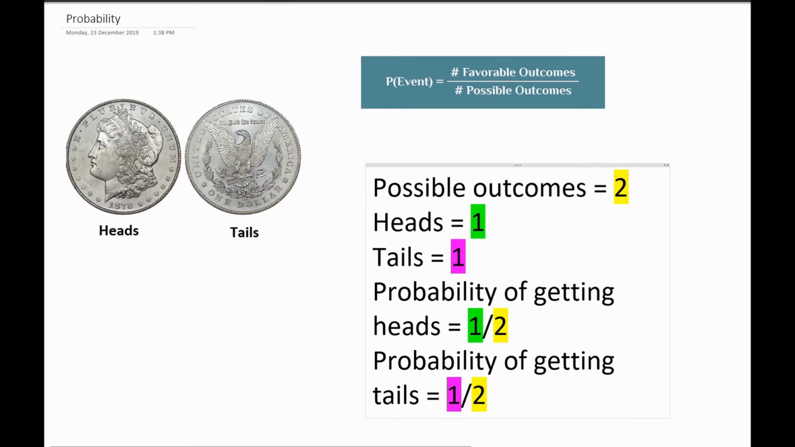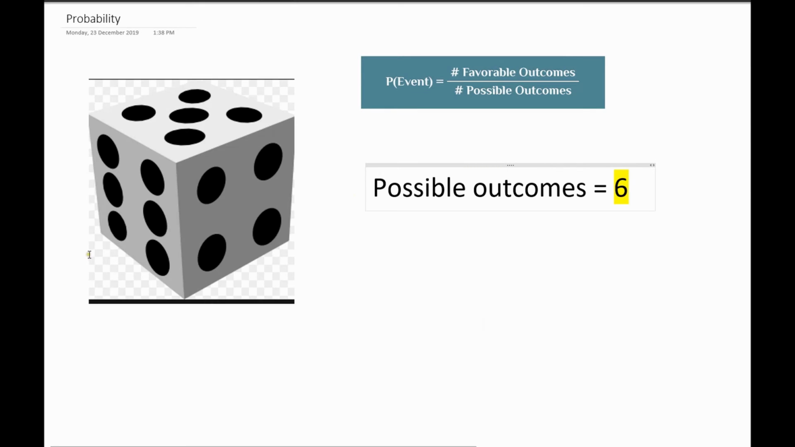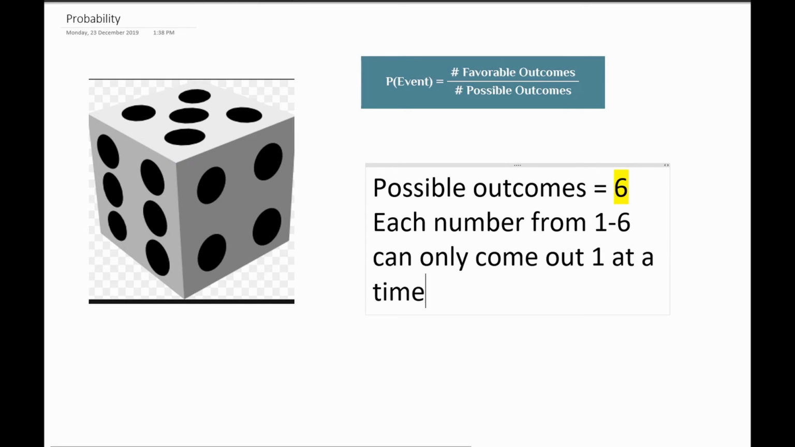Let's have another example here. If you're given a die, a die has 6 faces from 1 to 6. So there are 6 possible outcomes. Each number from 1 to 6 can only come out once at a time. So if you throw a die, you can get 1, 2, 3, or any number up to 6, but you can only get one number at a time.